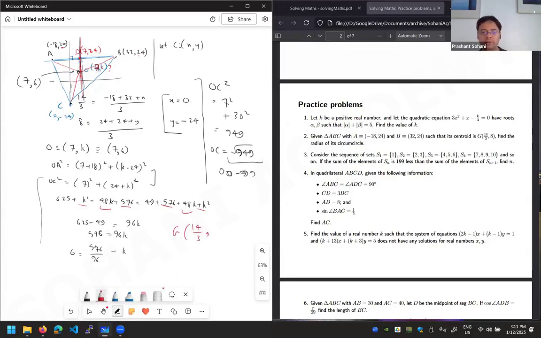Let the centroid be 14 by 3 comma 16. Then try this question again. You will see what is happening exactly. Okay, anyway, then question 3.